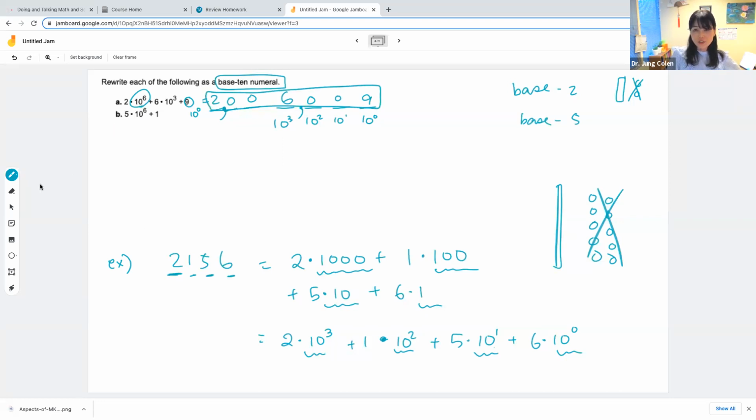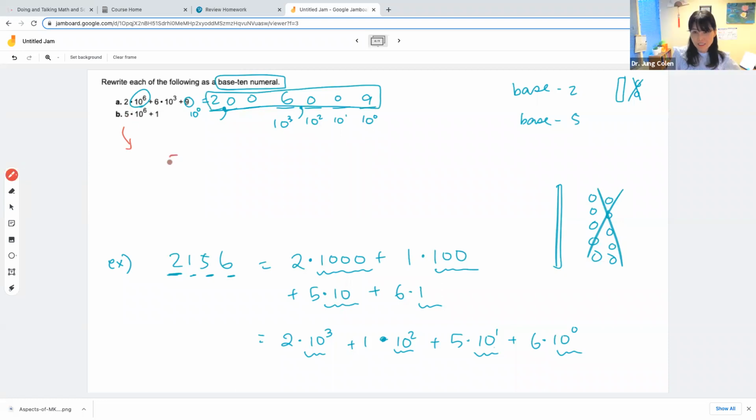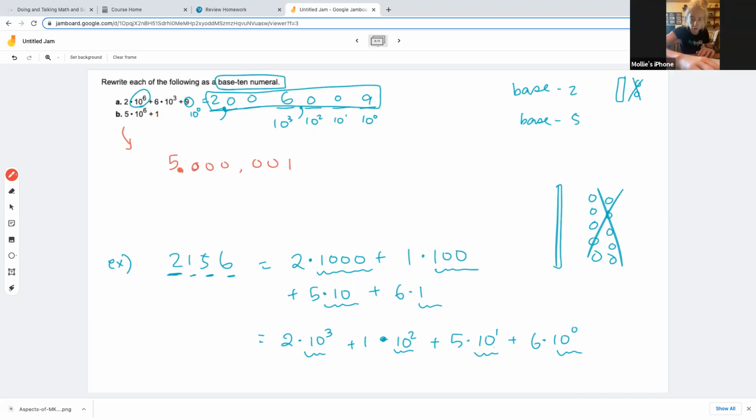2,006,009. So you can do the same thing for the next problem here, right? So we can fill that up with that's the millions place. Nothing, nothing, nothing, nothing until you have 1 in the ones place. Okay? So that makes sense.